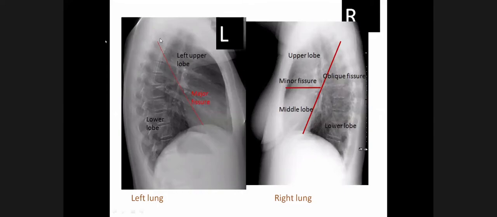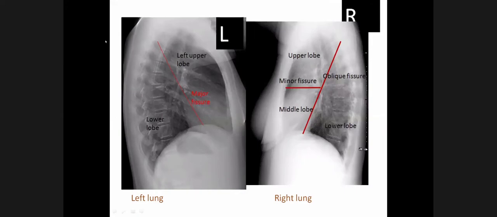Anterior to the oblique fissure, in the left lung, we have only one lobe, which is the left upper lobe. But in the right lung, there are two lobes. To differentiate between them, you have to look at the minor or horizontal fissure. If the lobe is superior to the minor fissure, this is the area of the upper lobe. If it is below the minor fissure, it is the middle lobe.